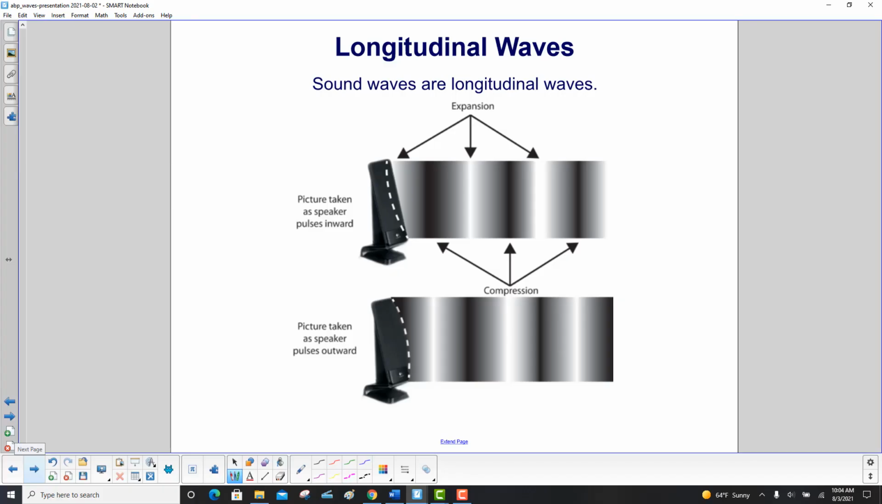Sound waves are longitudinal waves. Here we have an expansion, and that happens when your speaker is pulling inward, pulsing inward, so you get these expanding places. Then, if you have the speaker pulse outward, you get a compression, and that's the dark lines here. Same over here. So the speaker pushes the air, that would be the compression. Then when the speaker cone comes back in the other direction, that's when you have an expansion.